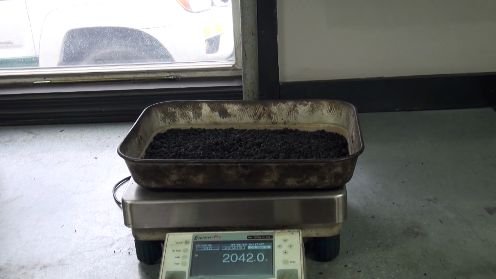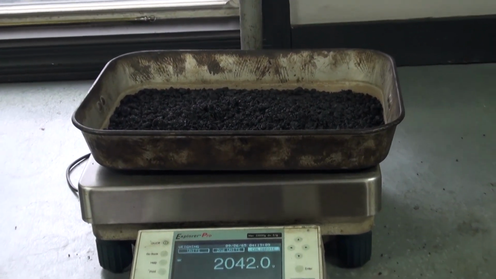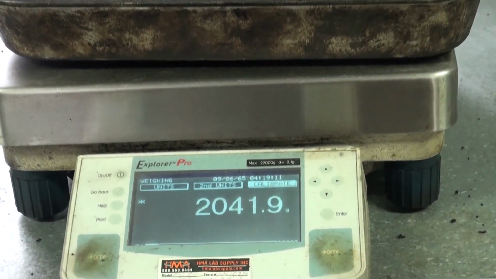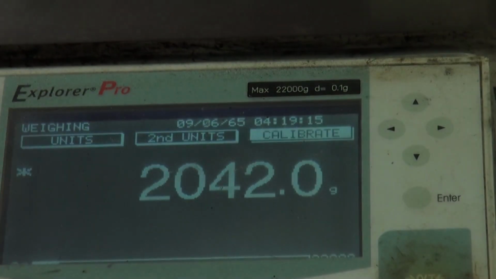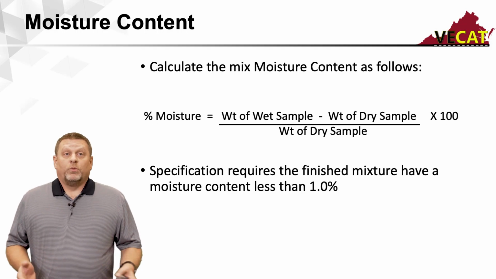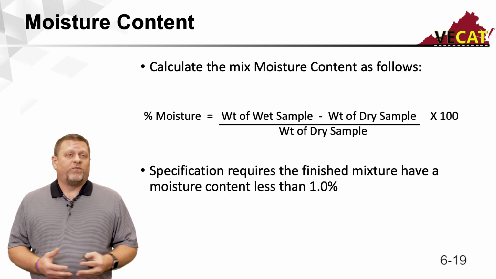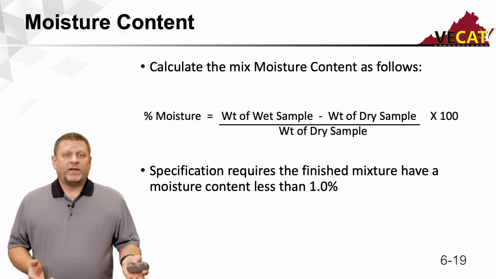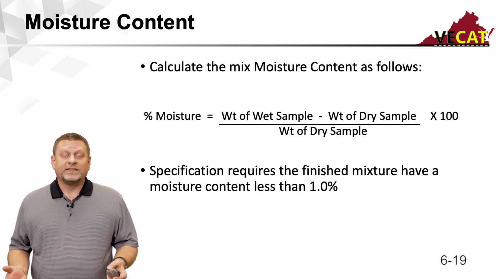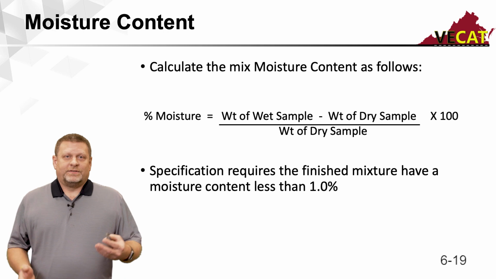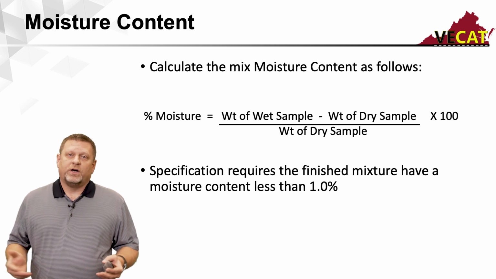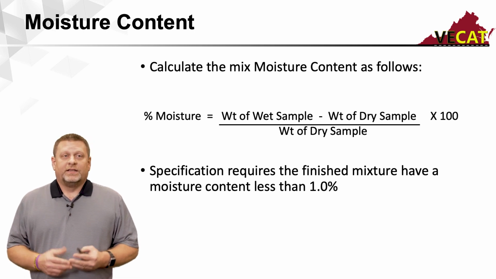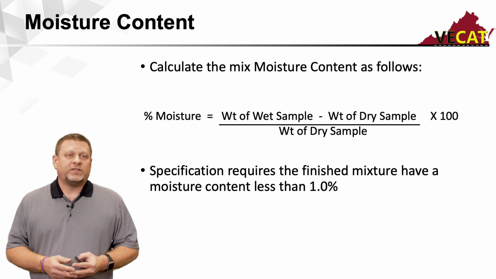Now he's checking his sample for his final dry weight. This will be his constant weight. It looks like he had 2,042 grams. From the difference in these weights, he can calculate his moisture content. To calculate the moisture content of his mix, it's a simple formula. He's got the weight of his wet sample minus the weight of his dry sample, which is simple math here, and he's going to divide it by the weight of his dry sample times 100. The times 100 converts it to a percentage, and this will tell him how much moisture he has in his mixture.